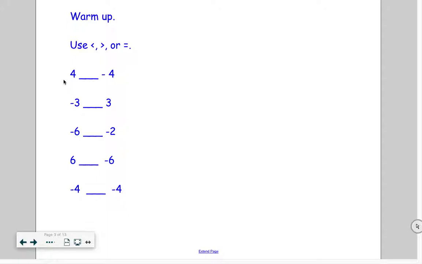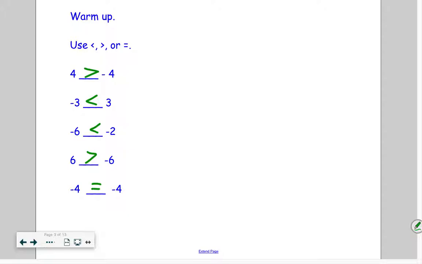On a number line, which would be bigger, a positive 4 or a negative 4? A positive 4. So your inequality sign is pointing at the positive 4. Between negative 3 and positive 3, which is bigger? Positive 3. How about negative 6 and negative 2? Which one's closer to 0? Negative 2. Negative 2 would be bigger. Positive 6 and negative 6? Positive 6. And a negative 4 and a negative 4? Equal. They are equal to each other.